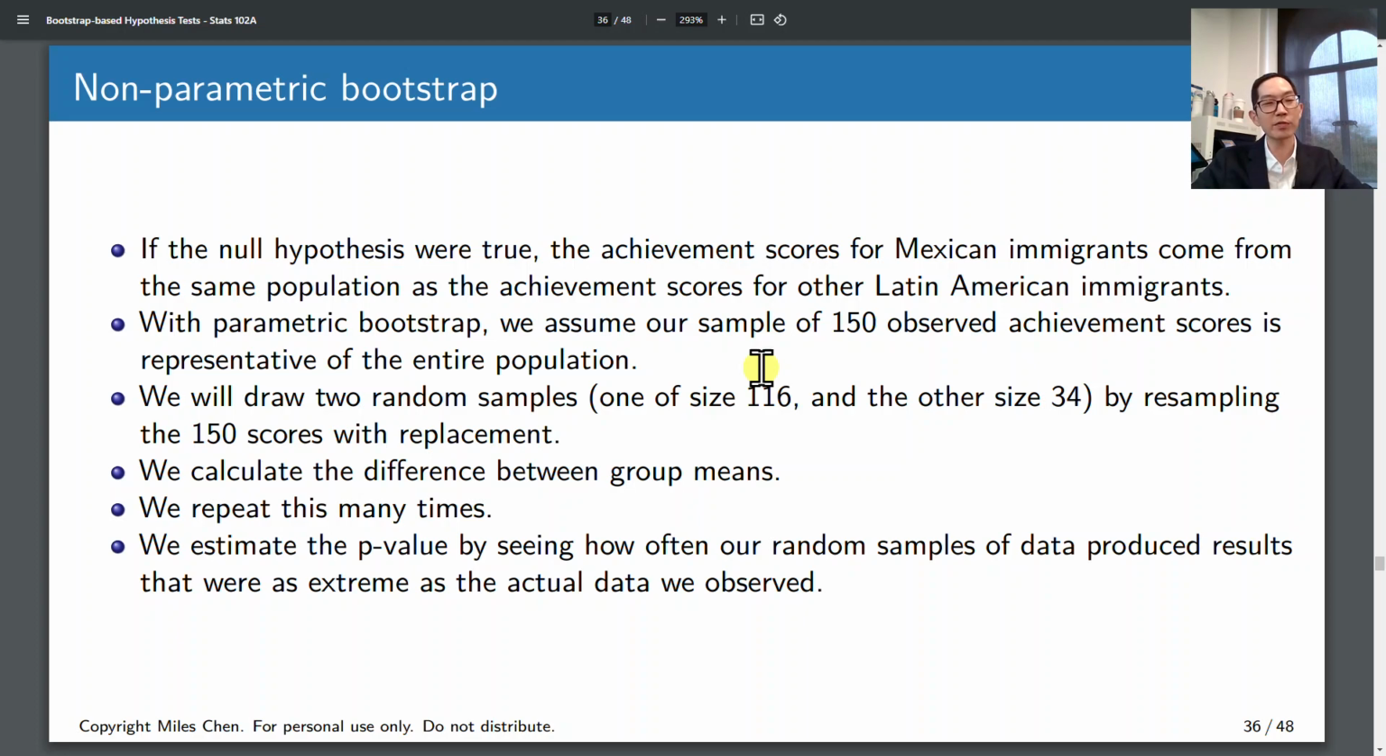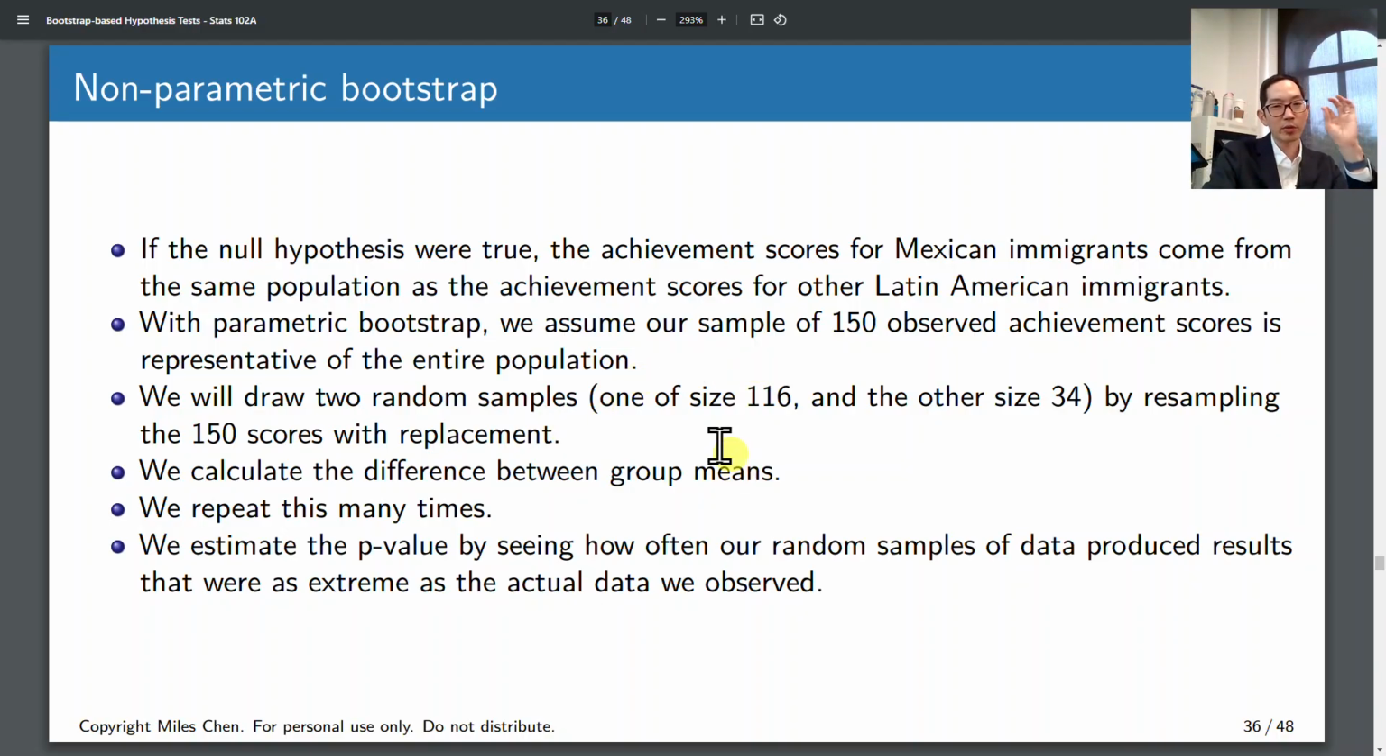So we put all 150 together, then I'm going to draw 116 values at random with replacement from the 150. Then I draw another 34 values with replacement from the same group of 150, because that's what we're saying if the null hypothesis were true. A common mistake students make is that they keep the 116 separate from the 34. Don't want to do that, because that is what you would have if the null hypothesis were not true. You have your 116 different from your 34. But what we want to say is, what kind of values can you get if the null hypothesis were true? And in that case, all the values are coming from the same population.